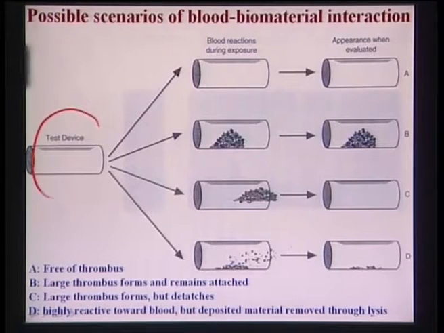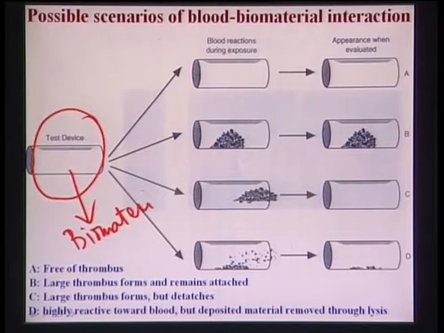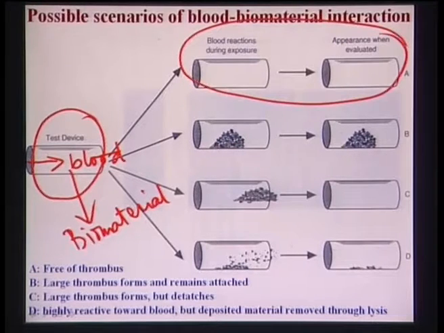Now, this is a test device. Test device means this is your biomaterial. This is a cylindrical type of object you can see. So, blood is made to flow at a constant rate through this device. That means continuously this biomaterial is in contact with the blood cells, blood proteins, everything, blood plasma. Now, if a biomaterial is strictly hemocompatible, an excellent hemocompatible material, then this is the most desirable situation. There is no thrombus formation at all.